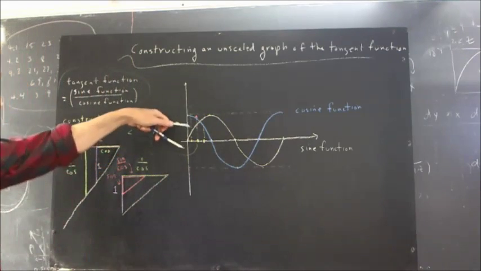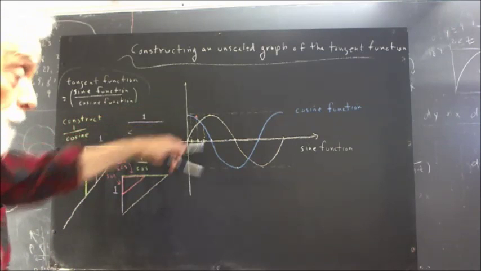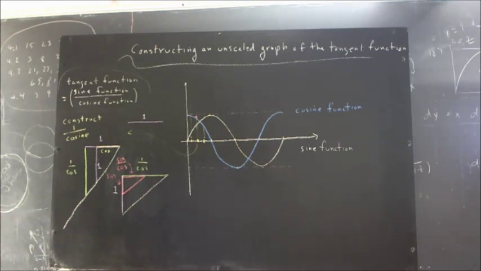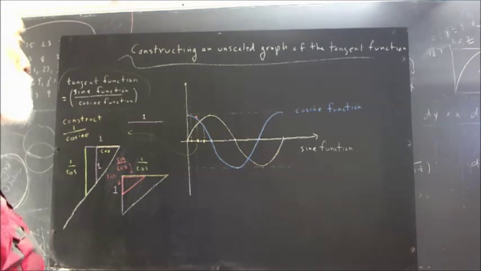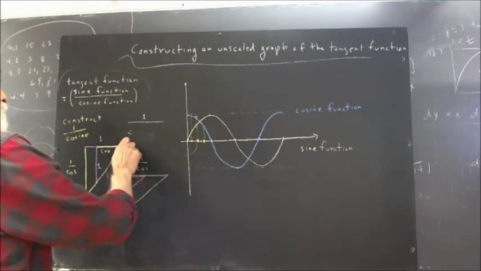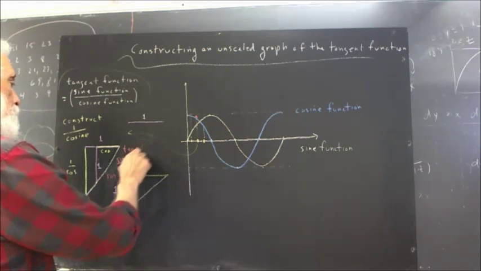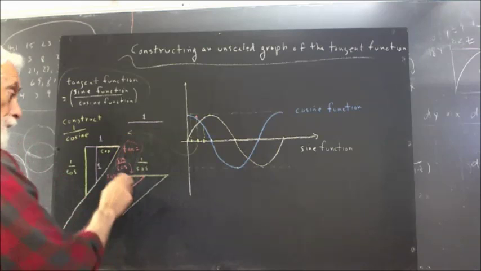Okay, so this point is just a little higher, corresponding to this horizontal position, than that of the cosine graph. So I've constructed one point on the graph of the tangent. And I can write tangent equals sine over cosine.